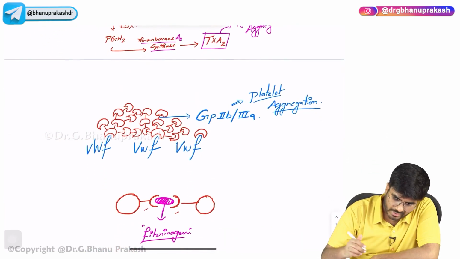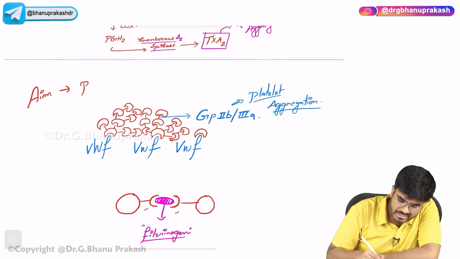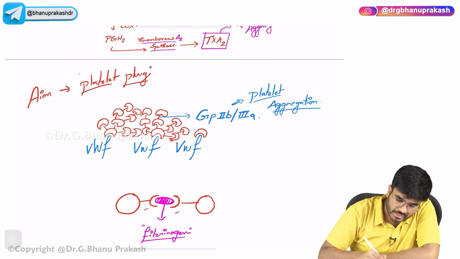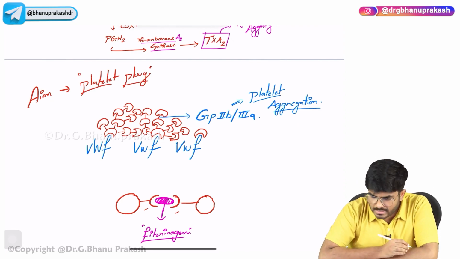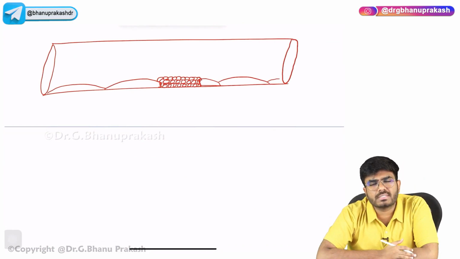See, the aim of primary hemostasis is platelet plug formation. My question to you is, here the platelet plug is formed, right? Then what is the point of doing secondary hemostasis?